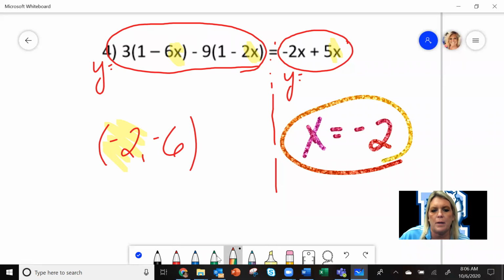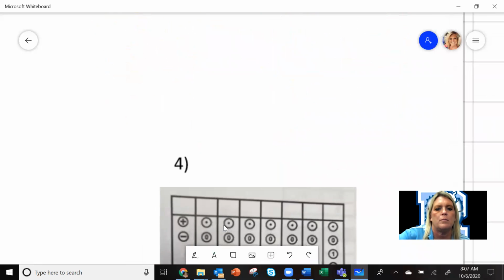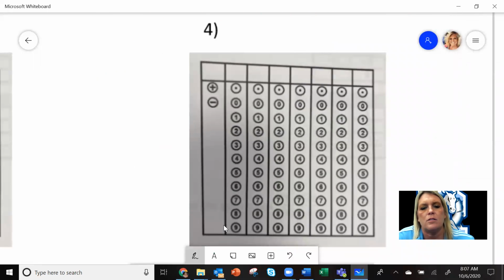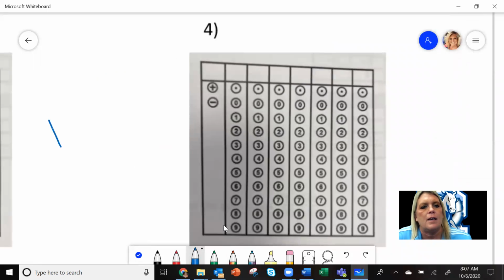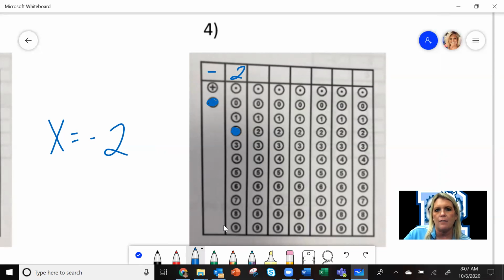So now let's go in and make sure we know how to bubble that in. If I go down here below, the answer is x equals negative 2. Remember, negative 2, I'm going to fill this in here. There's my negative. Make sure you bubble in the negative and the 2. And this way you can bubble those in and have those answers correct. Hope that helped.